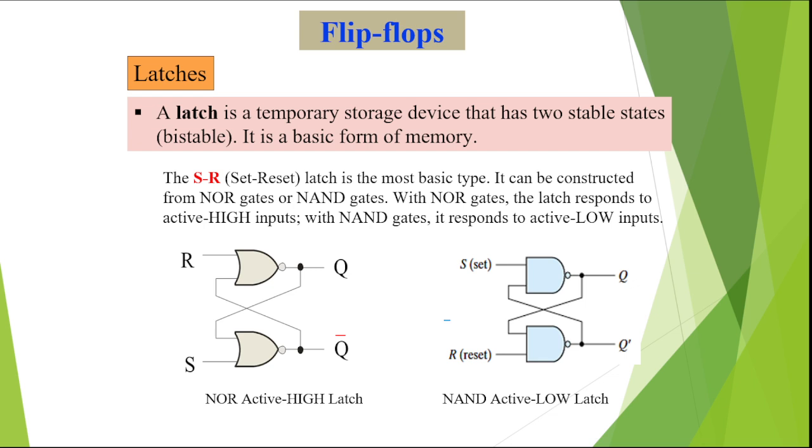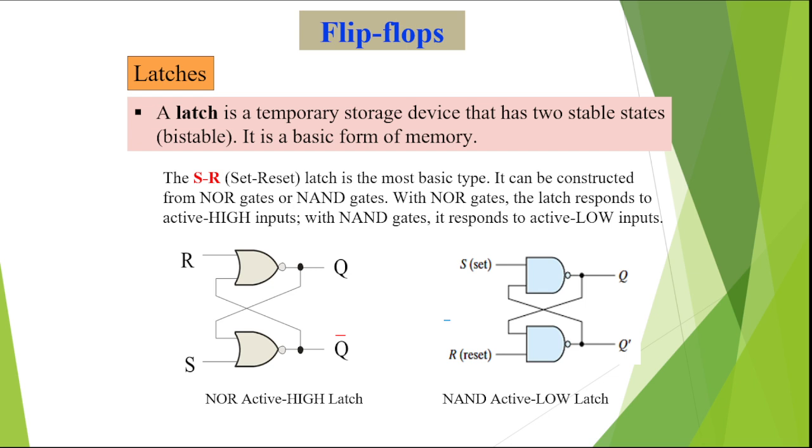We'll come to the part of flip-flops. Initially I said it is a bistable multivibrator circuit. It is called a latch. A latch is a temporary storage device. It's a basic form of memory. So initially we have four flip-flops. We are going to study SR, JK, D flip-flop and T flip-flop.